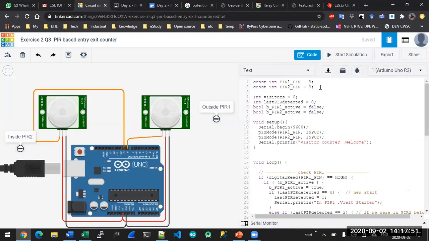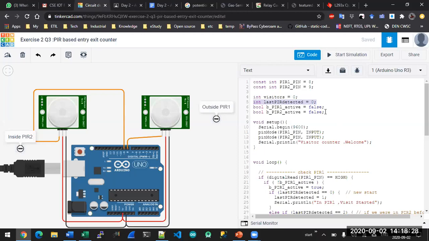We have declared two constants here, pin numbers 8 and 9. The visitor variable is used for counting the number of visitors, which is initially 0. And this is the variable last PIR detected, where we will store which PIR has been detected first. If a person is going from outside to inside, then PIR 1 is detected first, and if a person is going from inside to outside, then PIR 2 is detected first. So we will change the value of this variable accordingly.